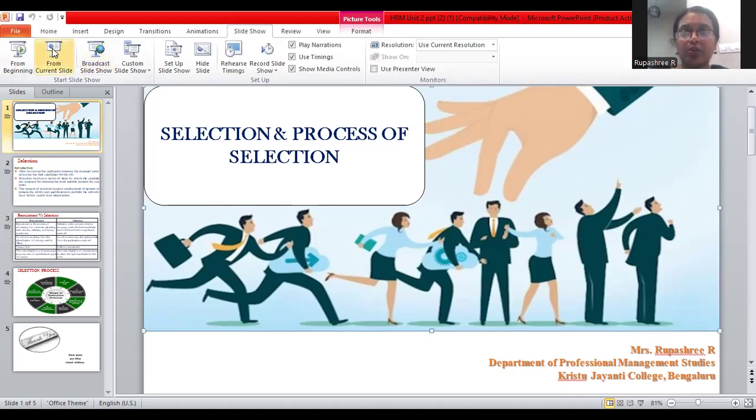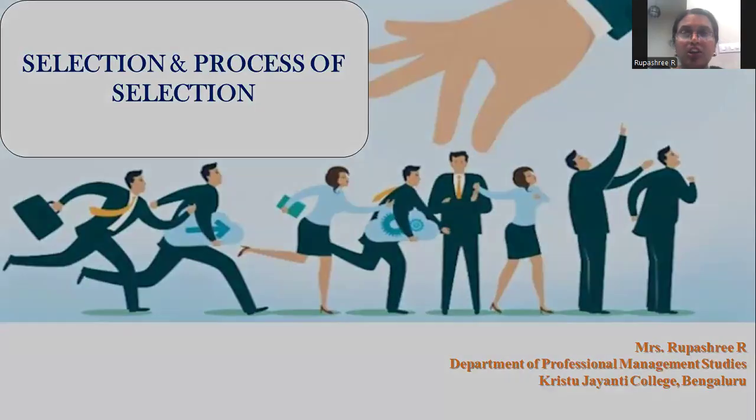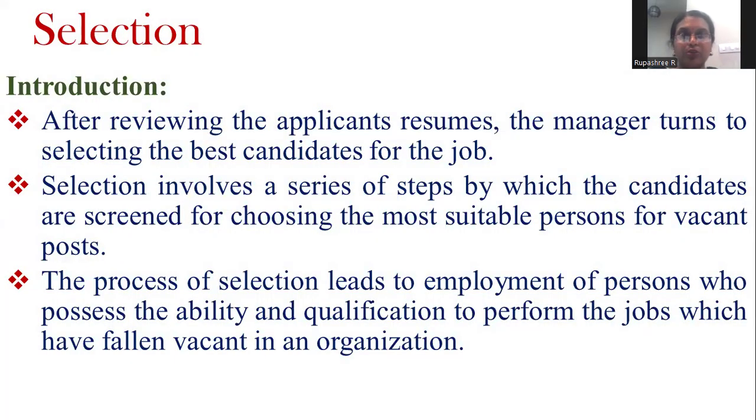So before we start the process of selection, we will try to understand what we mean by selection, followed by the difference between selection and recruitment. Whenever we talk about selection in human resource management, it is a process that follows recruitment in any organization or any nature of business. Selection is the process where an applicant's resume or curriculum vitae is reviewed and the manager selects the best candidate for the job that is vacant.